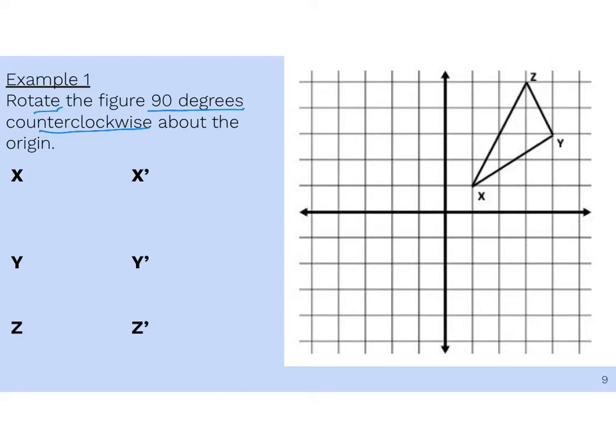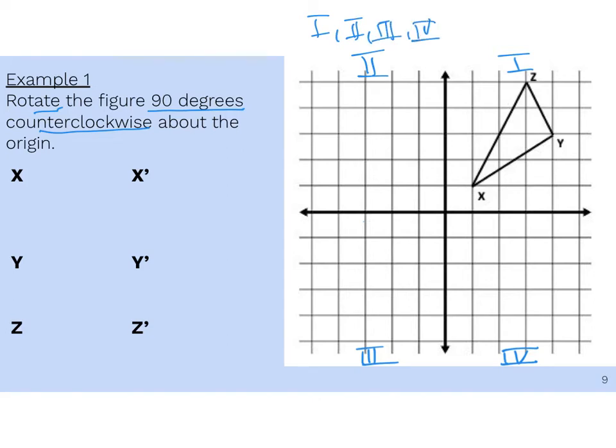So going back to my notes, 90 degrees means I'm only moving one quadrant. So let me label my quadrants. 1, 2. Actually, let me not label it there. It might be in the way of my picture. So 1, 2, 3, and 4. And counterclockwise goes in order for the quadrants.